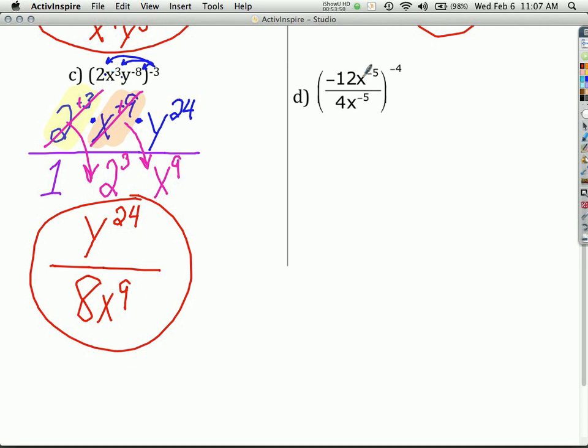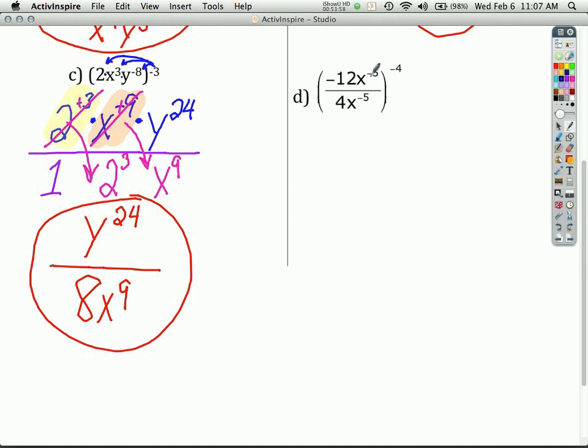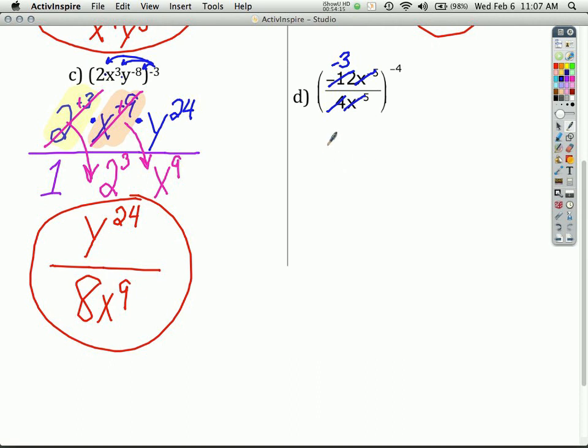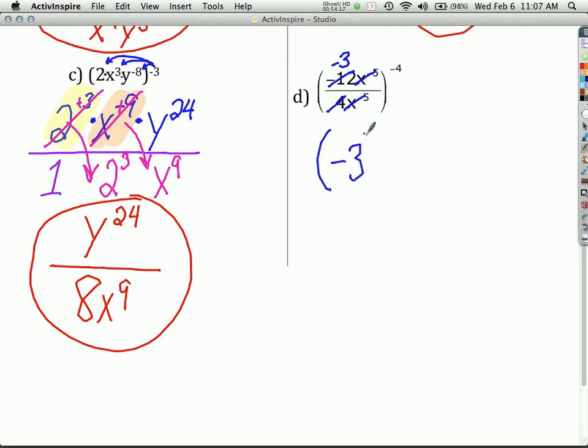Anytime you have something on the top and something on the bottom that are exactly the same, they cancel each other out. So this will cancel with that. Tanya was right. Negative 12 and 4 have a common factor of 4. So 4 divided by 4 is 1. Negative 12 divided by 4 is negative 3. And wow, my job just got a whole lot easier because now I just have to do negative 3 to the negative 4th power.